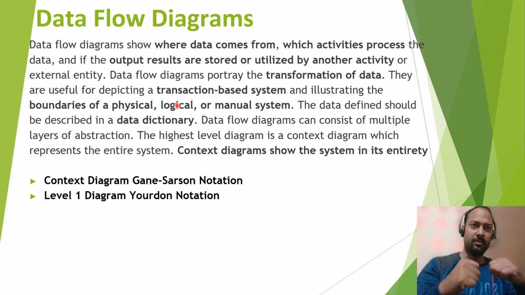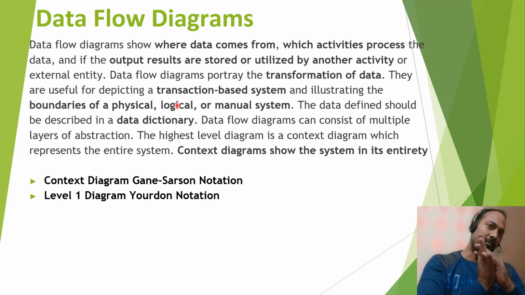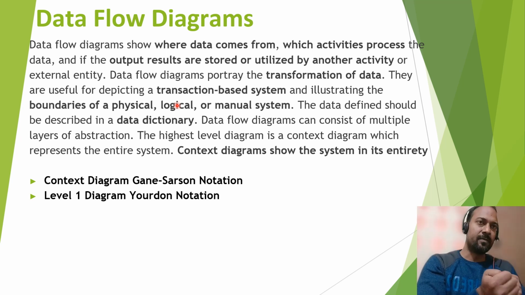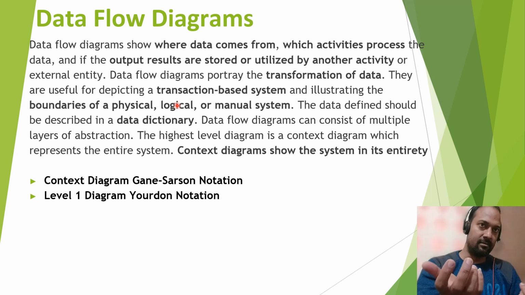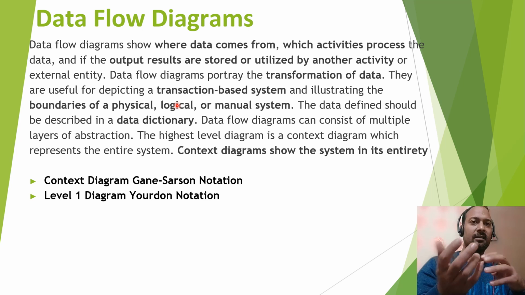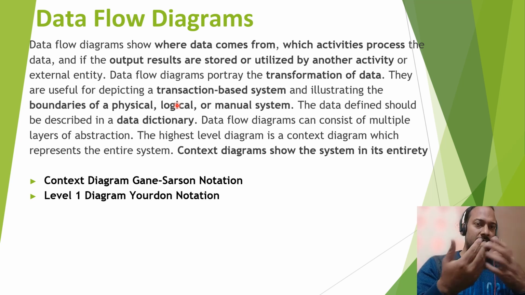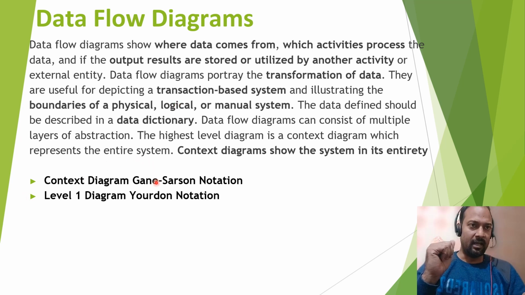When you go deeper into this, then it's level 1 data flow diagram, level 2, level 3. Level 1 is nothing but the high level data flow diagram, and when it goes to level 2, it's digging deeper into the detailed information, and level 3 is more detailed, right? This way we say data flow diagrams are level 1, level 2, level 3. There are two types of data flow diagrams. One is known as Gane-Sarson notation, and another is Yourdon notation.